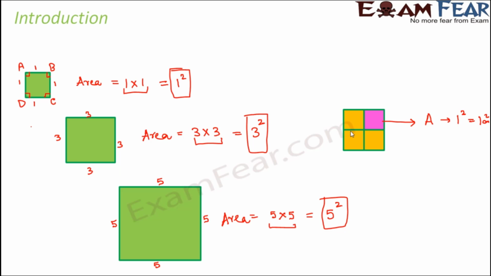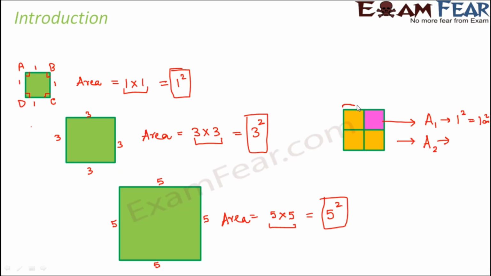So now we have added three more squares which are orange in color, and we have arranged the orange squares and the pink square in such a way that these four small squares together form a big square, right? Now if I ask you what is the area of this entire big square, let's call this A1.